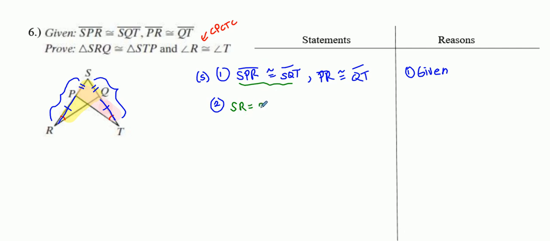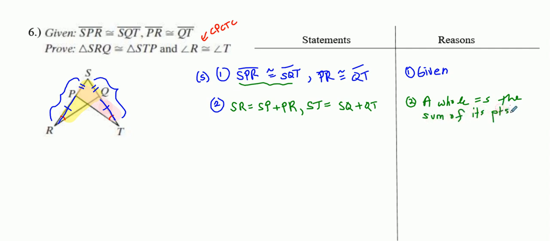So SR in the picture is made up of SP and PR, and SQT, or I can just call it ST with 2 letters, is equal to SQ plus QT. And again, that's a whole equals the sum of its parts. And we always follow this up with substitution. So if we know SR and ST are congruent, that's the left side of these two statements. I can also say the right sides are equal. So SP plus PR is equal to SQ plus QT. Again, that's by substitution.